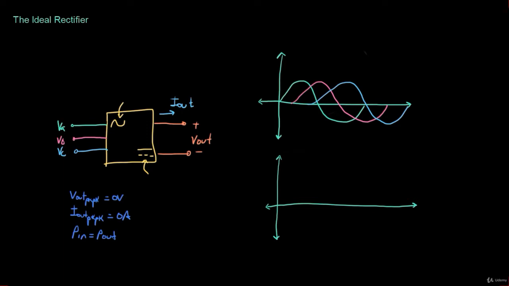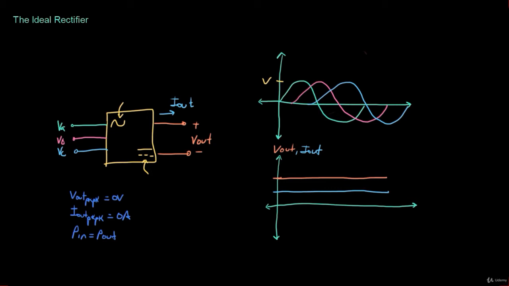Now, if we say that the three-phase input voltages have a peak magnitude of V, for a three-phase rectifier, the output voltage doesn't necessarily have a peak magnitude of V as well. And we're going to see why in the next couple of lectures. But what's important is that it is also a flat DC voltage. So the output voltage would look like this. And the output current would also be flat. And the same characteristics as for the single-phase ideal rectifier apply. So the peak-to-peak output voltage is 0 volts. The peak-to-peak output current is 0 amps, and the input power is also equal to the output power.